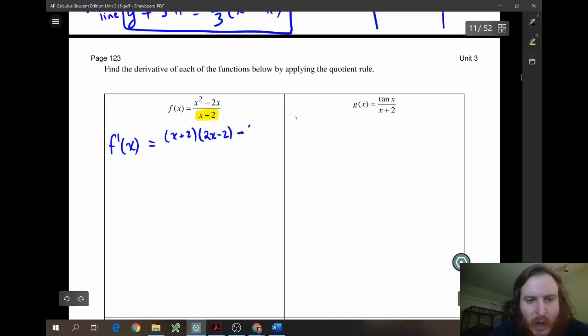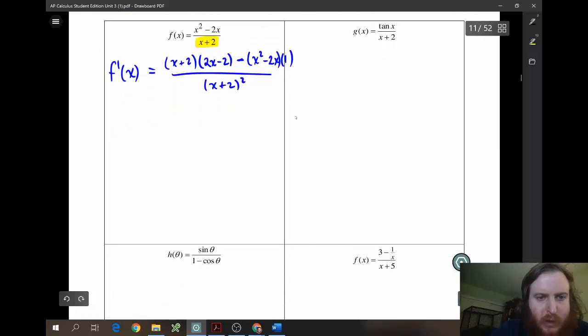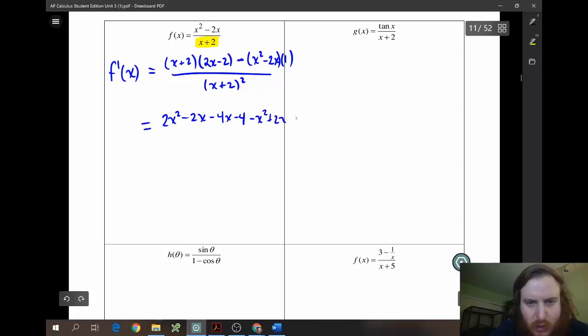Okay, then minus high, x squared minus 2x. D low would just be 1. All divided by low squared. And from here, you're just FOILing and you're just combining like terms. So this is 2x squared minus 2x minus 4x minus 4 minus x squared plus 2x, right? The negative distributes all over.